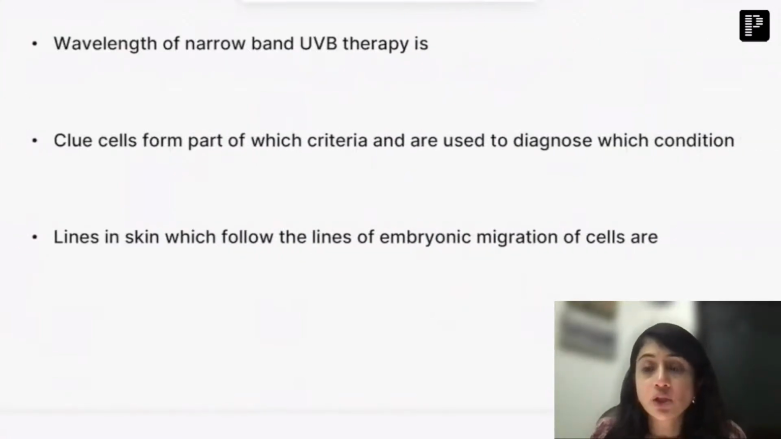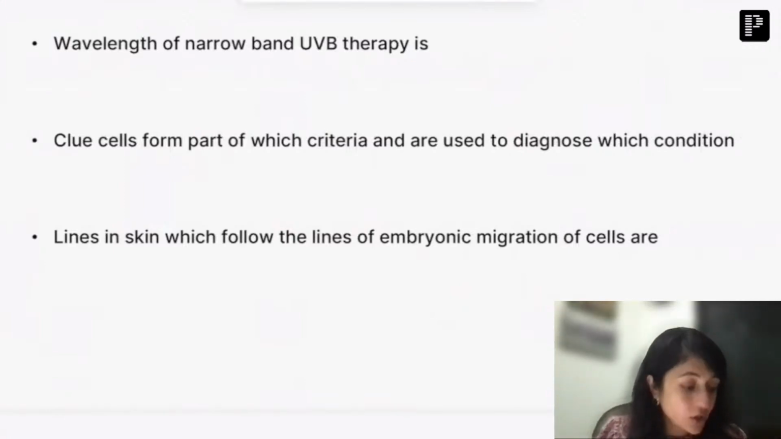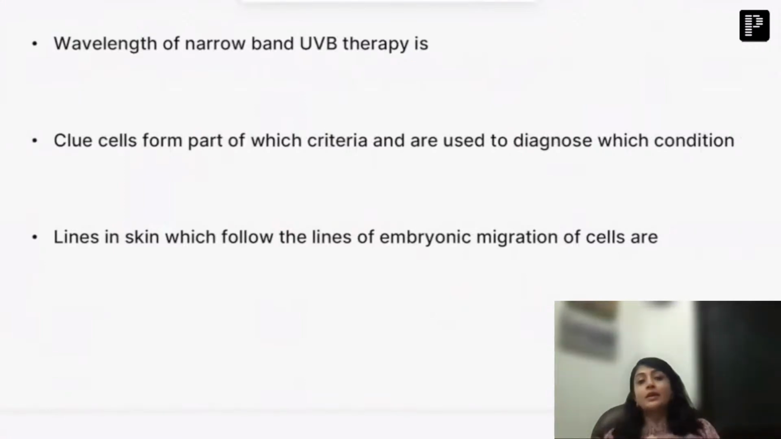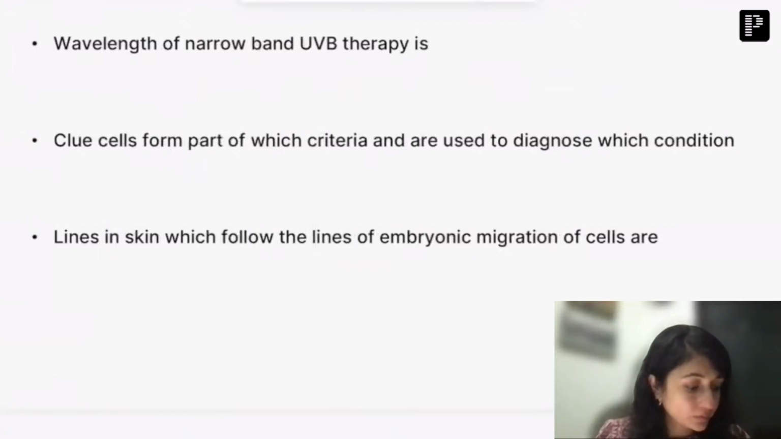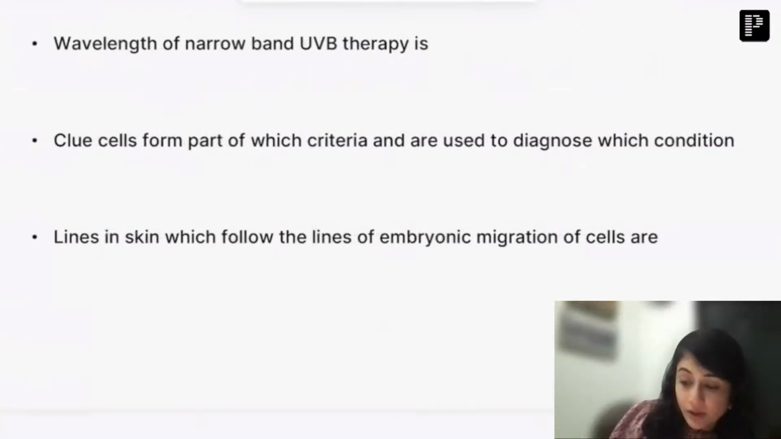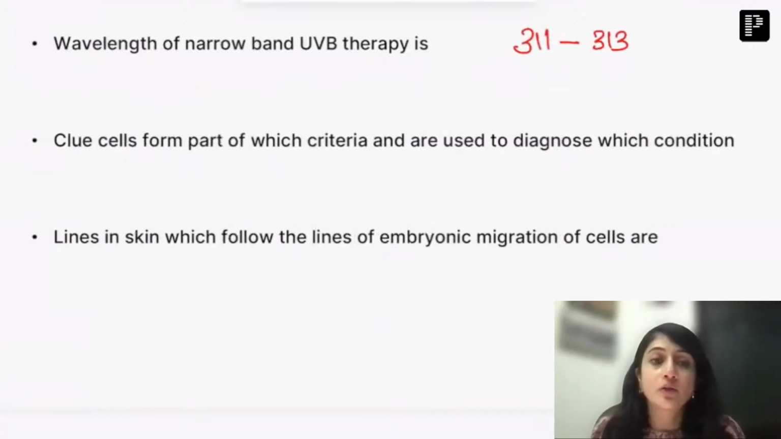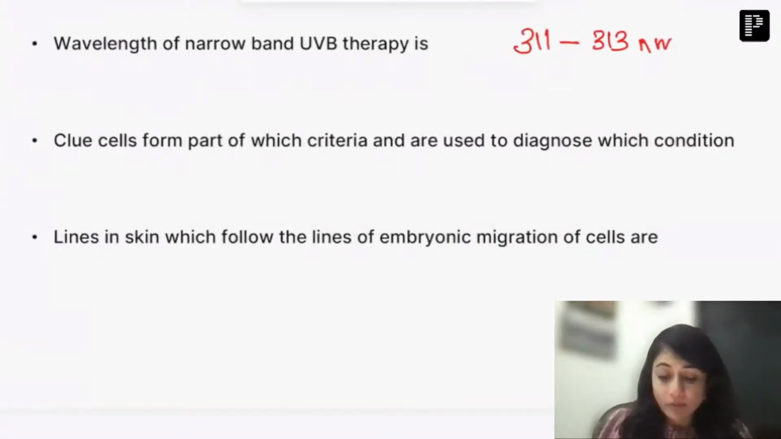What is the wavelength of narrowband UVB therapy? Yes, cold goes first and then hot, but mostly you'll be asked about temperature. Wavelength of narrowband UVB therapy. Good. 311 to 313 nanometer is the wavelength of UVB therapy.